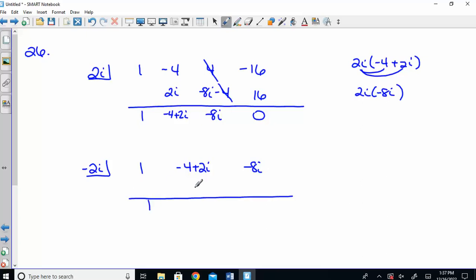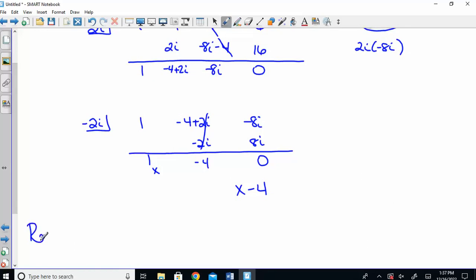So 1 comes down. 1 times negative 2i is negative 2i. Add and we get negative 4. Negative 4 times negative 2i is a positive 8i. Add those and we get 0. So that's my remainder, my constant. So we're down to x minus 4. The question was for the remaining zeros.